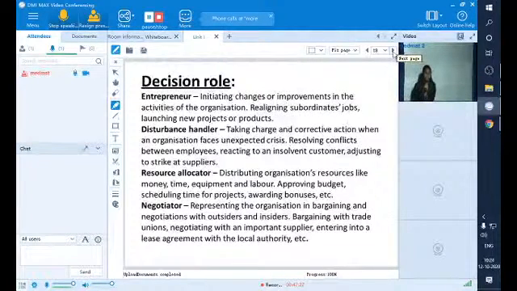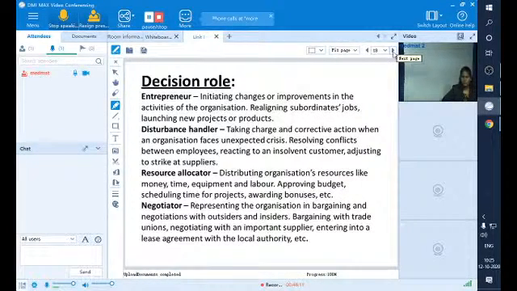Okay, then the disturbance handler, taking charge and corrective action when an organization faces an unexpected crisis. So, resolving conflicts between employees, reacting to an insolvent customer, and adjusting to a strike at suppliers. Sometimes the employees have a strike or lockout. So, taking charge and corrective action when an organization faces an unexpected crisis. So those are the duties of the disturbance handler.